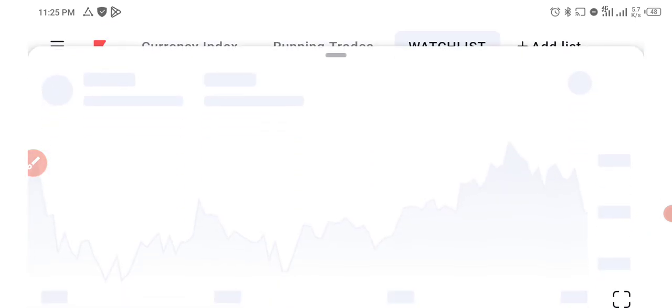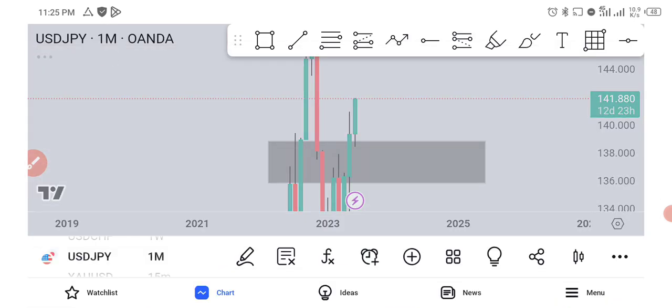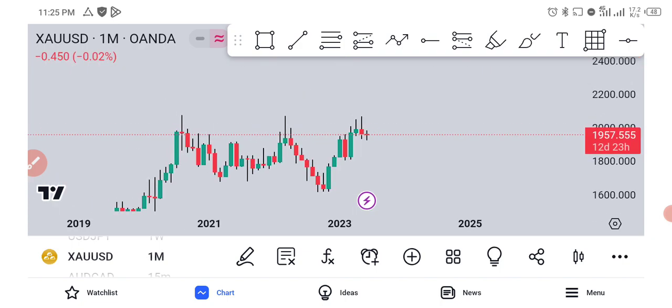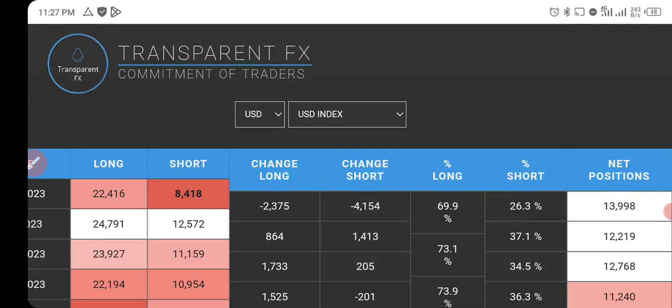Then gold. I want to explain something to you guys with gold. Now many of you believe that COT data doesn't work. Now I want to explain something for you from here. So let me go to my COT data. So this is my COT data.